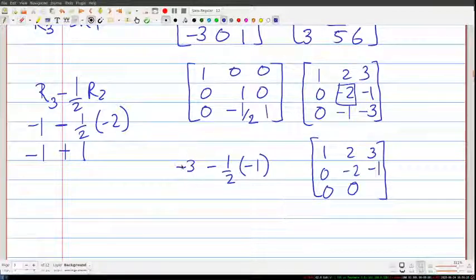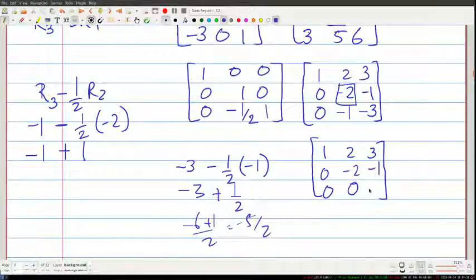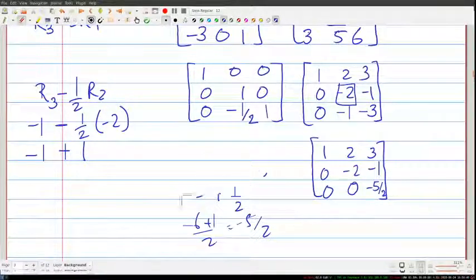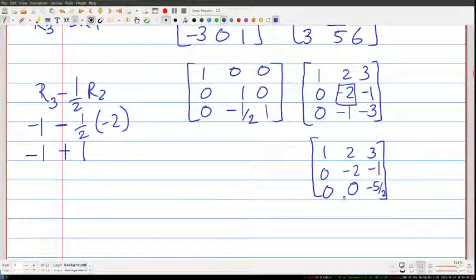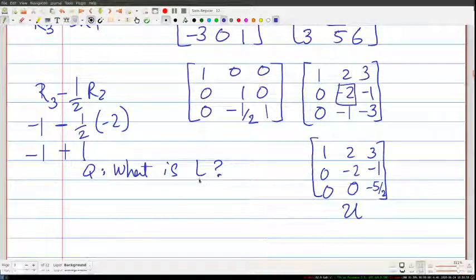Okay, so this one gives me minus 3 plus half, which gives me what? Minus 5 upon 2, I believe. So minus 6 plus 1 upon 2, minus 5 upon 2. So this entry is minus 5 upon 2. Okay. So at this point, I am ready to say that this is my U matrix. Question: what is L? How do I find L?